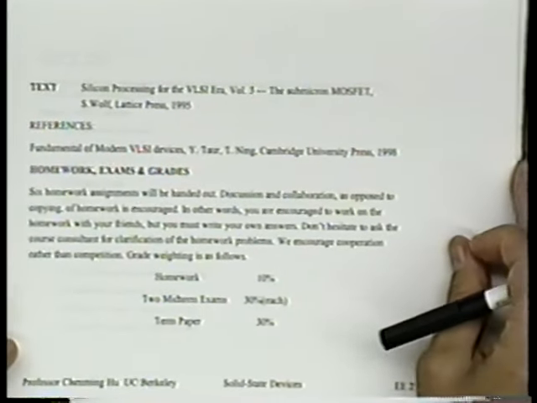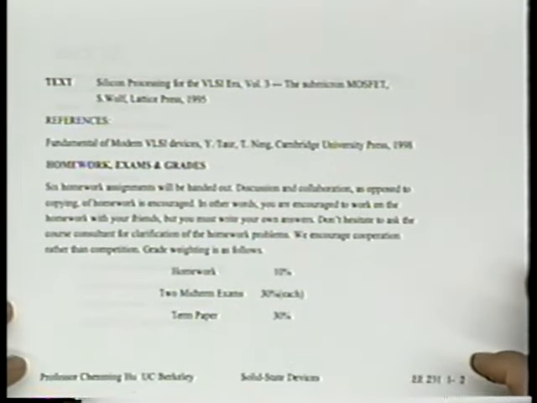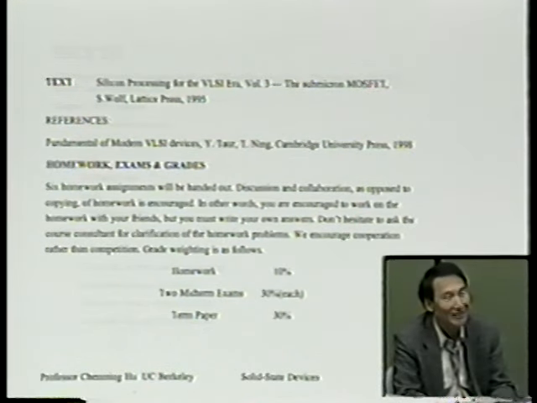We are going to use a textbook. It's called Silicon Processing for the VLSI Era, Volume 3. The subtitle for this volume is Submicron MOSFET, by Stanley Wolf, and this book should be available in the ASUC bookstore. Not right now. Okay, do you happen to know if it's on order or what? Yes, they said they have them in their warehouse and they're going to shelve them today or tomorrow. I see, okay, thanks for that information.